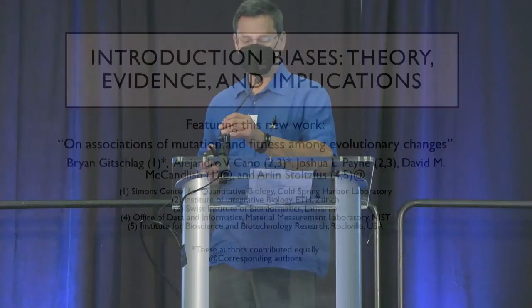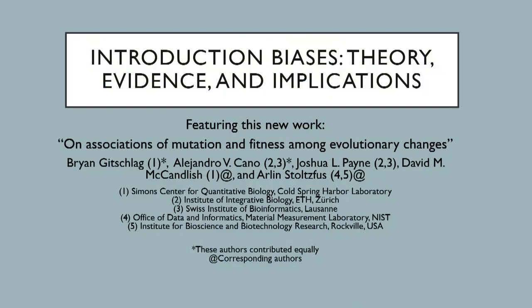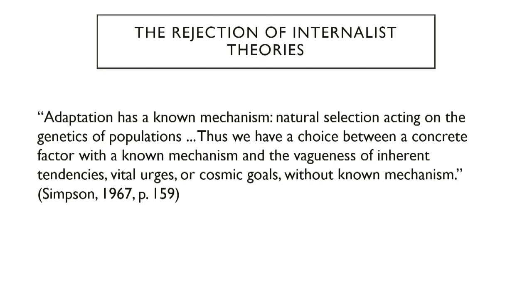A key theme of the synthesis era going back to Fisher was the rejection of non-Darwinian theories that were held to be incompatible with genetics or population genetics, including the idea that evolution might exhibit tendencies or trends that are due to internal tendencies of variation. So, for instance, when Simpson reconciled the fossil record with this synthesis, he looked at potential trends. He argued, well, they're probably not real trends, and he concluded that even if they are real trends, they must be due to selection, because selection's the only known cause of direction, and the only alternative is vital urges or cosmic goals without known mechanism.